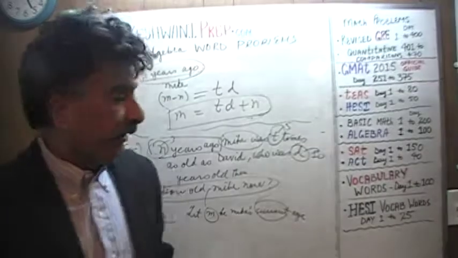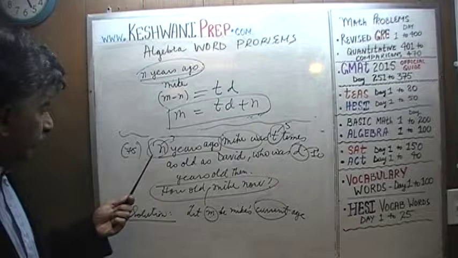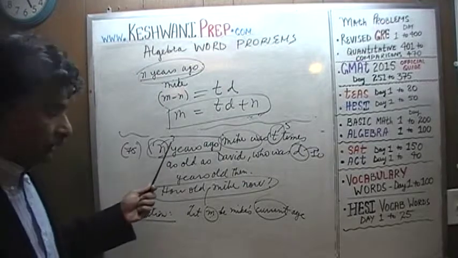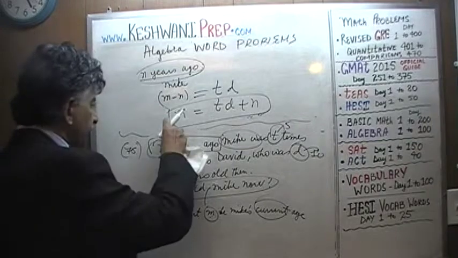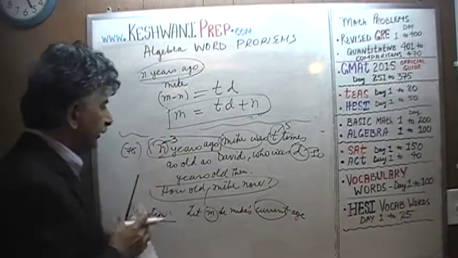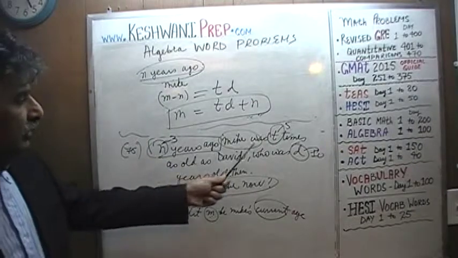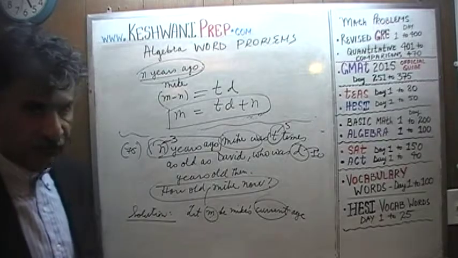Now we do what I was about to do from the very beginning, which we should not have done, is to plug in numbers. So we already have our numbers. Let's pretend that 3 years ago, we had plugged in 3 for N. Let's pretend that 3 years ago, Michael was 5 times as old as David, who happened to be 10 years old. Listen very carefully.